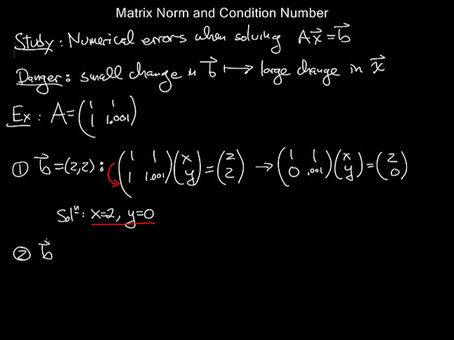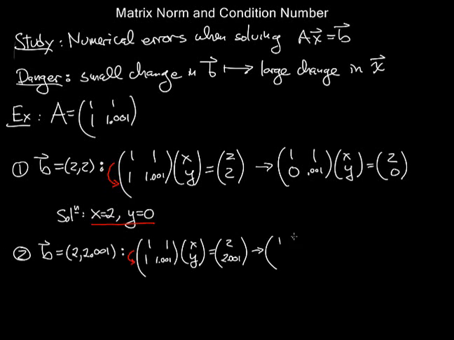Fine. Now let's go back and suppose that you perturb b ever so slightly and replace 2 with 2.001. Then the equation is this, and when you do the same Gaussian elimination step, you get the same thing, except that in the very last entry, in the target matrix, that 0 becomes a 0.001. And the consequence of that is that y is equal to 1. And x is equal to 1.